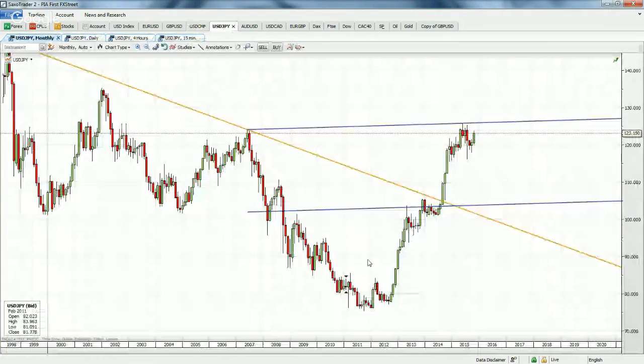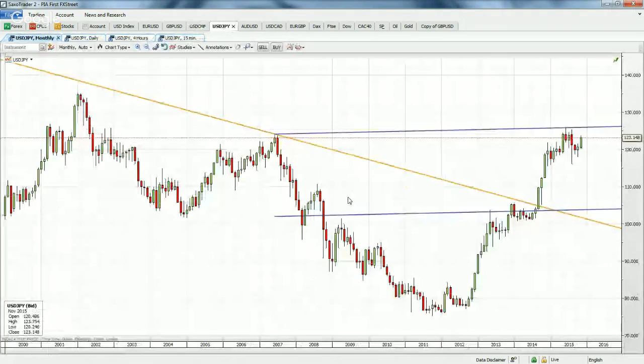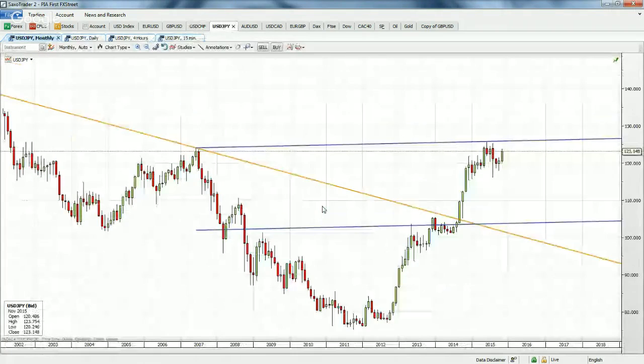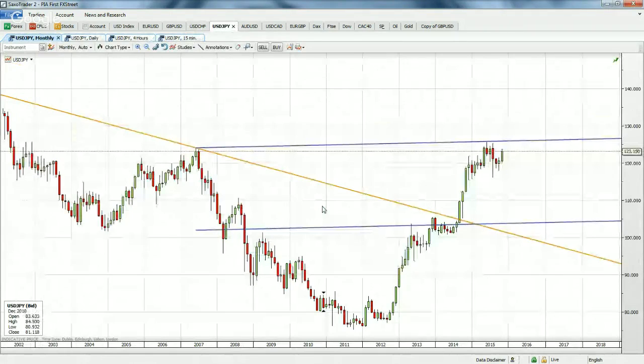big picture. I see this as a potential big move in dollar yen. Price action's been capped around here. There's no fib levels to note, but we've got this bearish outside month. We've then had 3 months of inside price action after that decent sell-off.